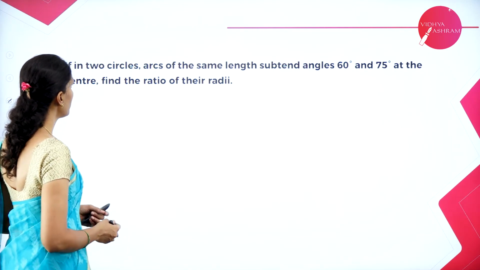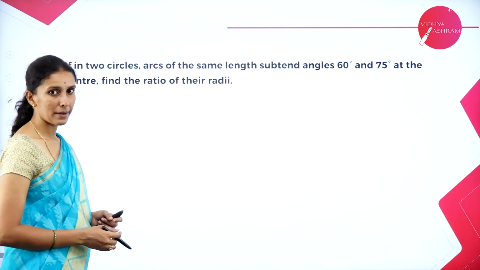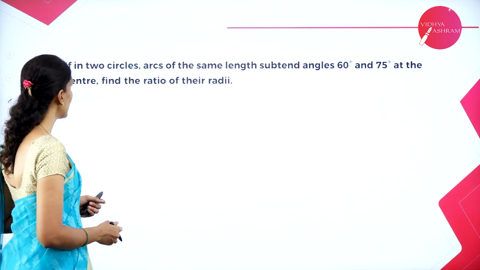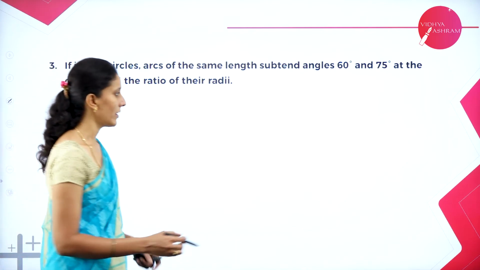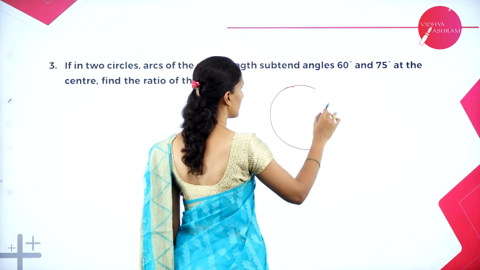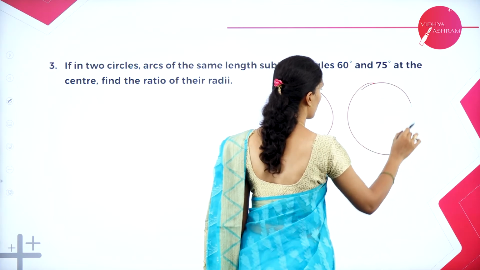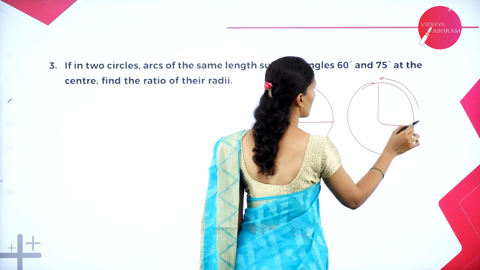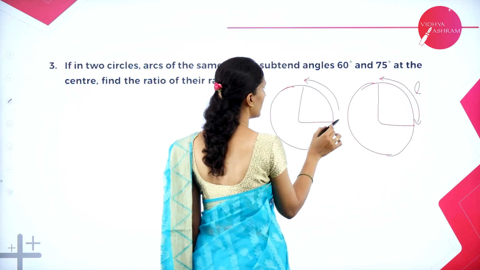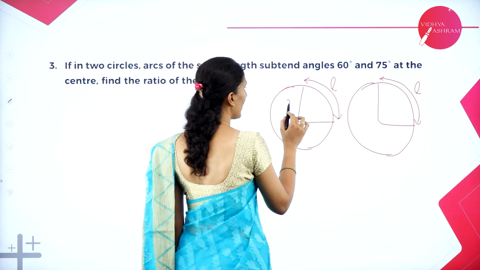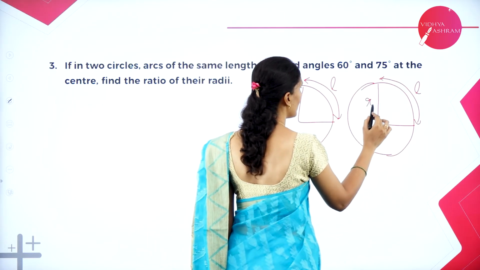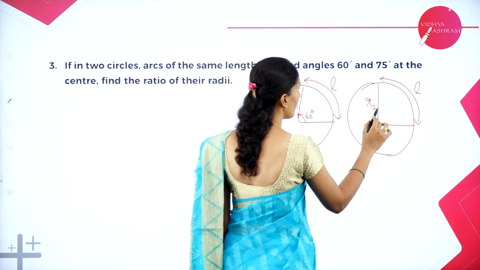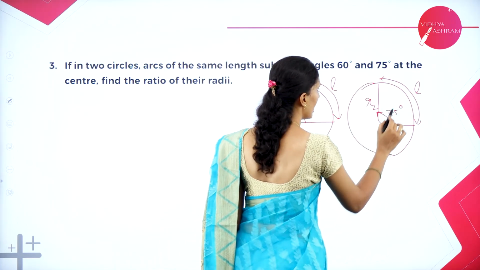Next we have, if in 2 circles, arcs of the same length subtend angles 60 degrees and 75 degrees at the center, find the ratio of their radii. So we have 2 circles whose arc length is the same. So the length from here to here is the same, but their radius is different. Let me take this as R1 and this as R2. So one is making an angle of 60 degrees, another one is making an angle of 75 degrees.